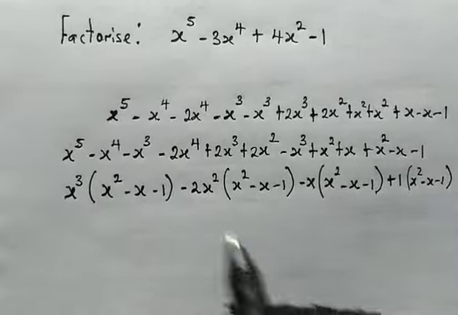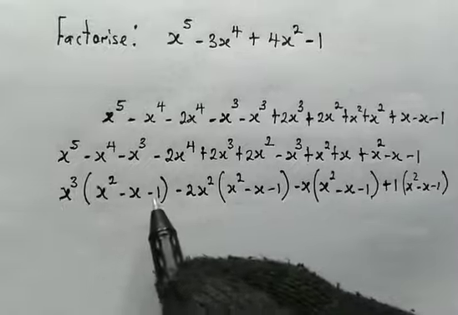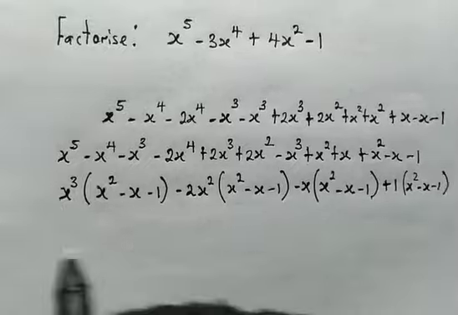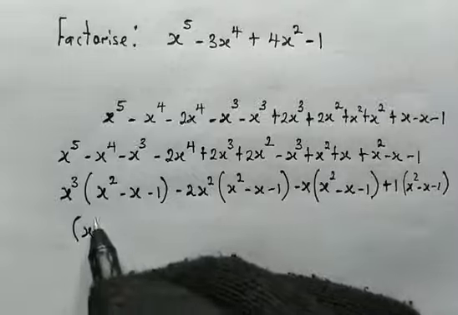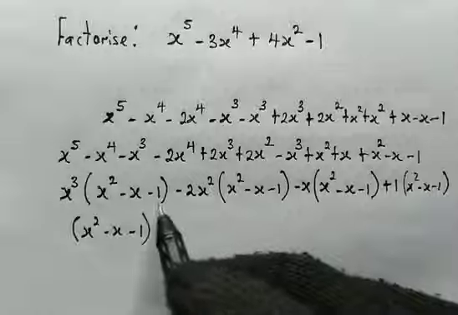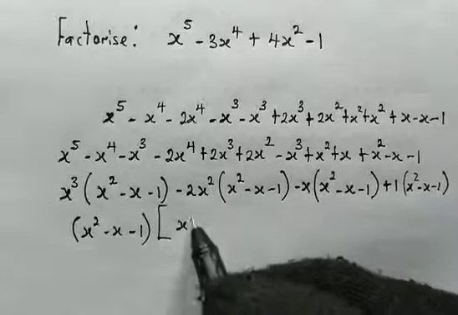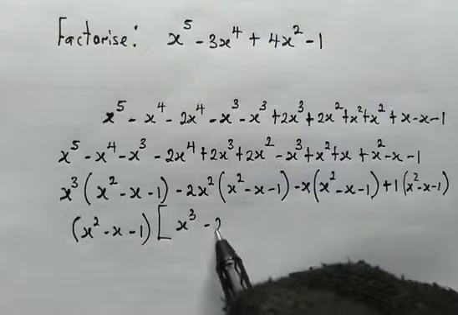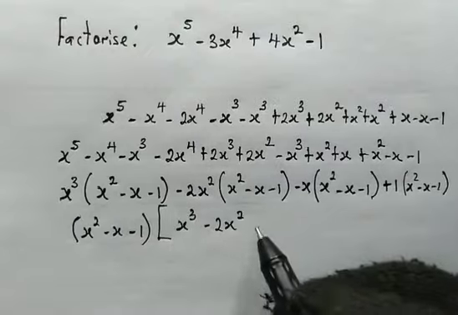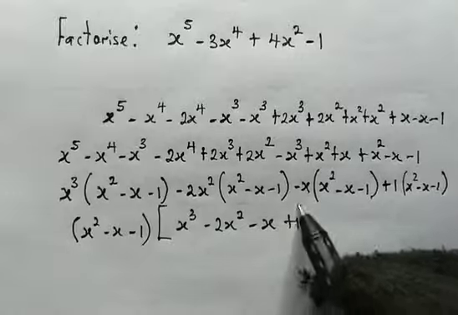Okay, now from here we have a common factor, right? And that is x squared minus x minus 1, which is the quadratic expression. So here we have x squared minus x minus 1. So we're going to factor this out. And from here, we are left with x cubed. From here, we are left with negative 2x squared. From here, we are left with negative x. And from here, we are left with plus 1.